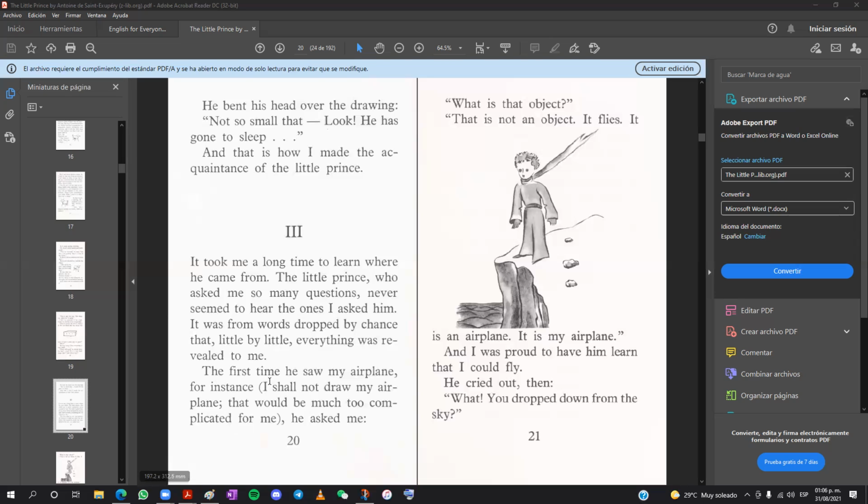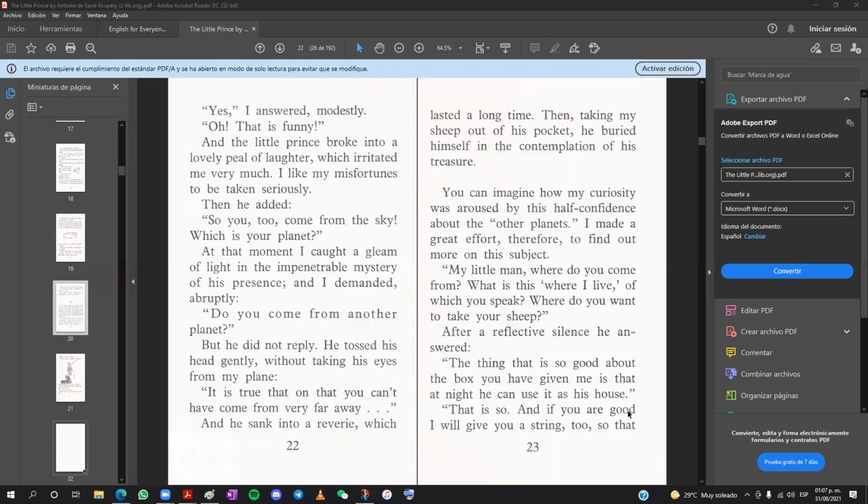La primera vez que él vio mi avión, por instancia, no dibujaré mi avión porque eso sería demasiado complicado para mí. Él me preguntó, ¿qué es ese objeto? Eso no es un objeto, eso vuela. Eso es un avión, es mi avión. Y estaba orgulloso de hacerle entender que yo podía volar. Él gritó entonces, ¿qué? ¿Tú que caíste desde el cielo? ¿Quién quiere seguir? ¿Puedo intentarlo? Sí, adelante.